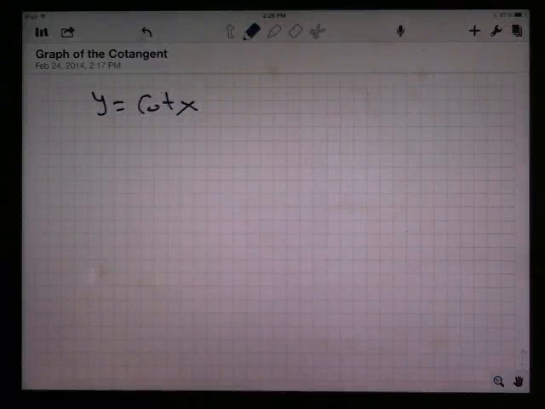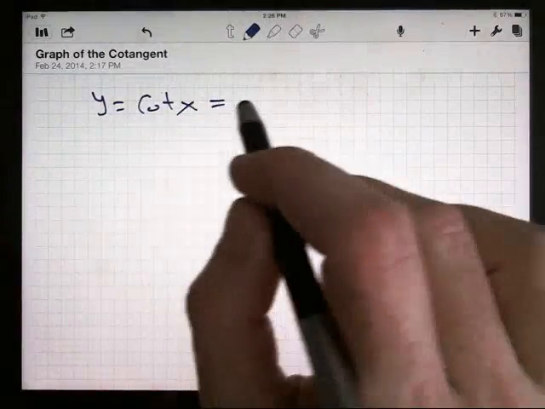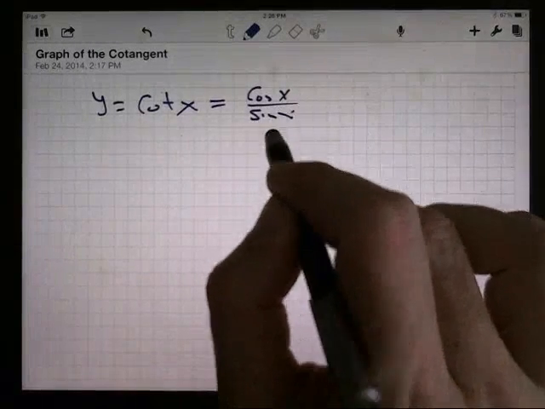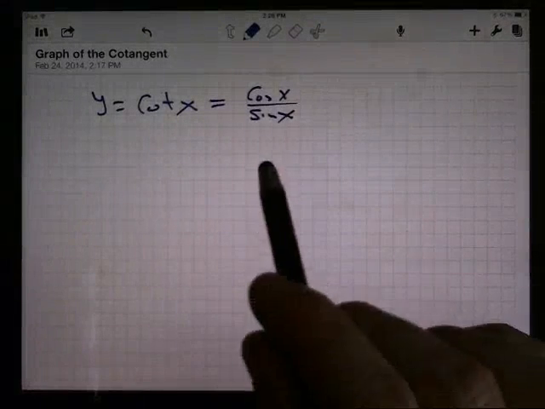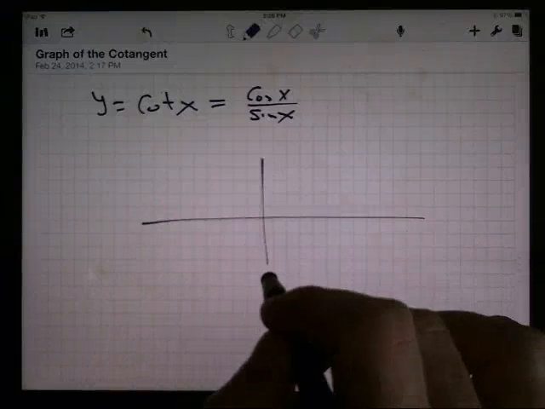All right, I want to take a look at the graph of the cotangent now, and I'll do it in a way very similar to the tangent, recognizing that the cotangent of x is the cosine of x divided by the sine of x. I'm also going to look at it as 1 over the tangent of x, but right now I want to look at this. I'm going to draw 3 graphs, all the same one.